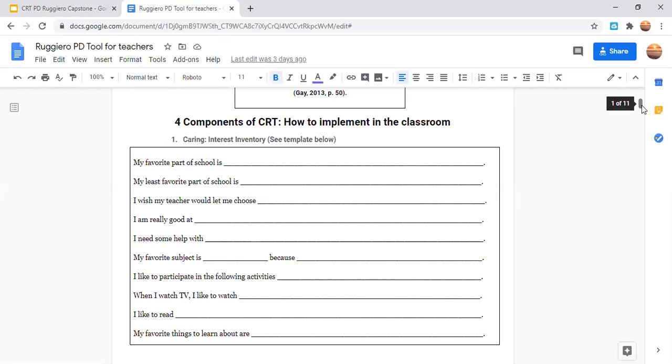Now, interest inventories are very handy so that you can get a quick inventory of what students like about school, maybe what they don't like about school, maybe something they're good at, something they need help with. And these sentence stems are just good starters for ELs. Obviously, you can differentiate if they need help writing or expressing their thoughts. But you can get some background information like what they like to watch on TV, what they like to read, just so you can kind of get a better idea of who they are. And these are something you would just hang on to throughout the year.